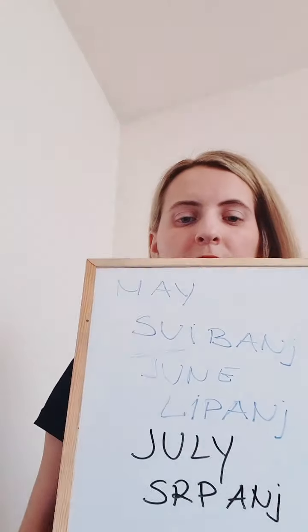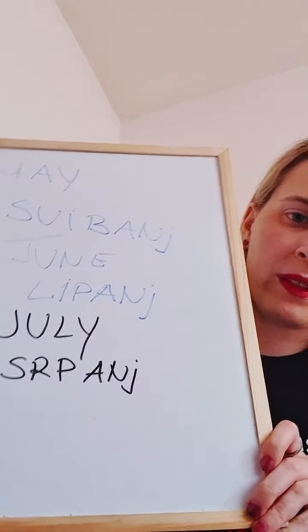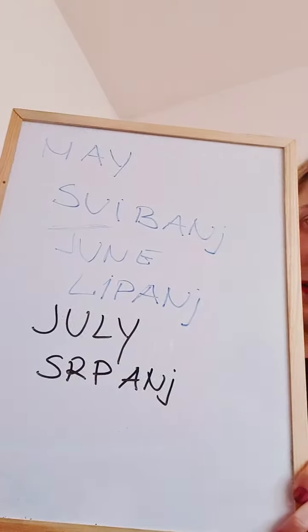So yeah, lipanj. Okay, I think this marker doesn't work anymore. I need to change it. Okay. Then we have July, and July is Srpanj. Srpanj. Do you see it? Oh, now it is better, right? Okay, so July is Srpanj.